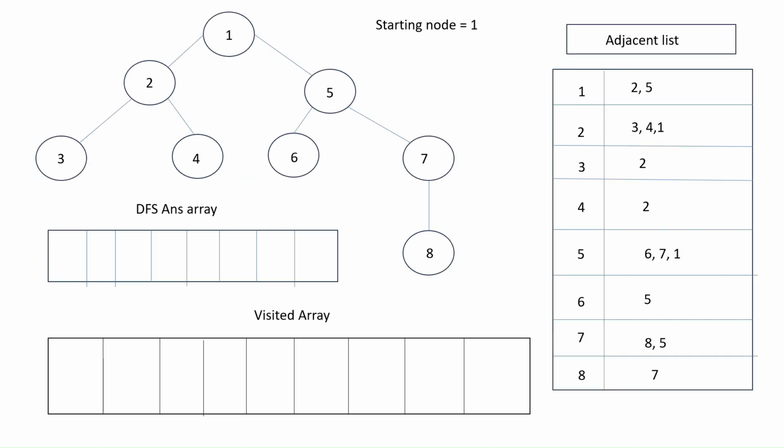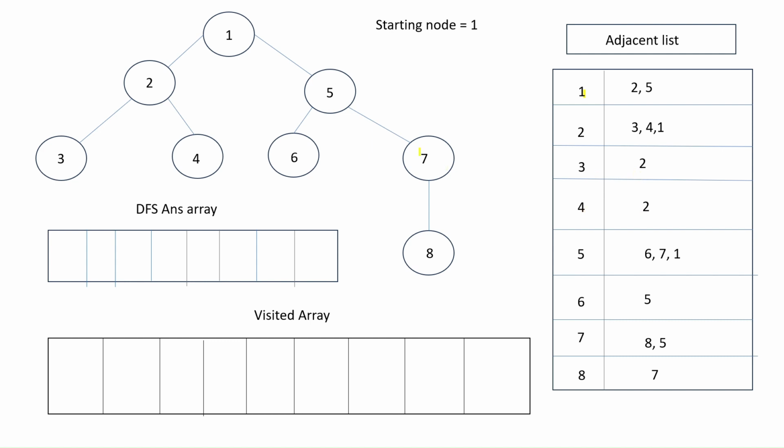Now let's come to the implementation part of the DFS algorithm. We are given the graph in the form of an adjacency list. You can see that 1 is given, and 1 has adjacent nodes 2 and 5. In the same way 2 is given, which has adjacent nodes 3, 4 and 1. And 3 has adjacent node 2, and 4 has adjacent node 2.